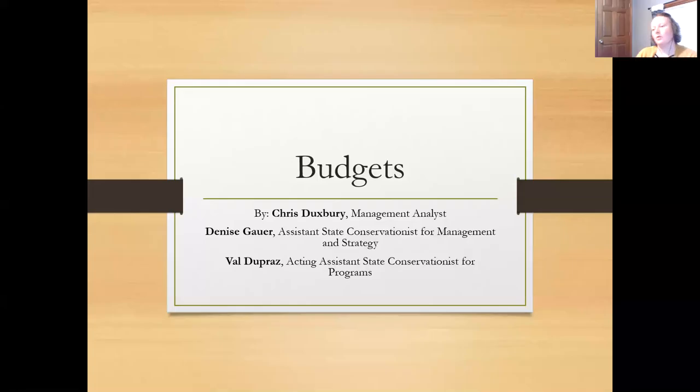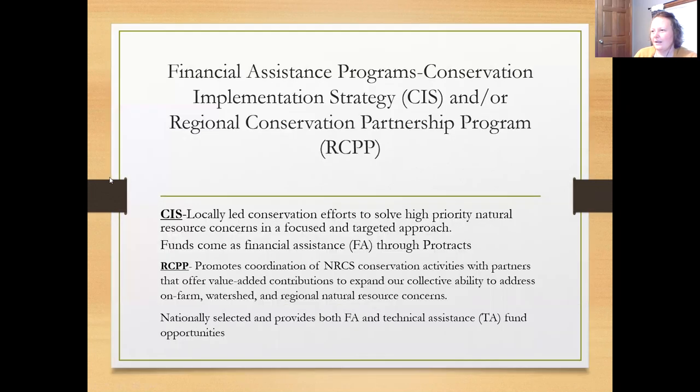All right, so we're here to visit with you about budgets today. I'm going to touch on the financial assistance pieces of budgets. So I'm going to visit about the Conservation Implementation Strategy, known as CIS, and/or the Regional Conservation Partnership Program, known as RCPP. CIS is a locally led conservation effort to solve high priority natural resource concerns in a focused and targeted approach. Funds come through the NRCS as financial assistance through protracts.